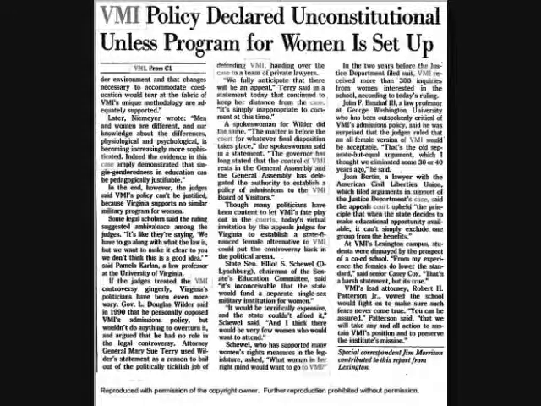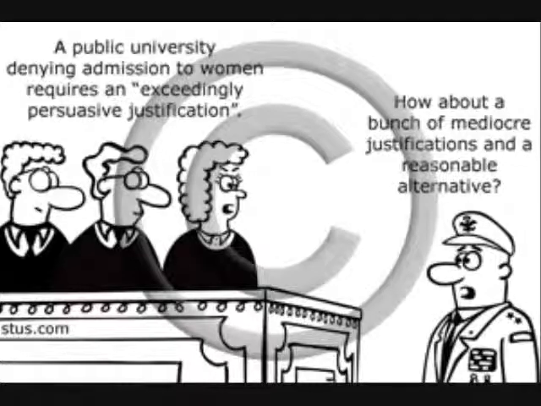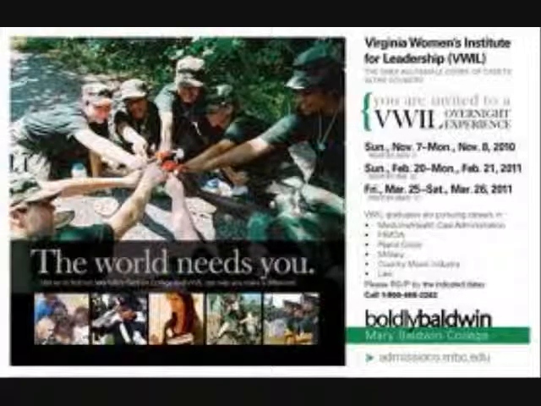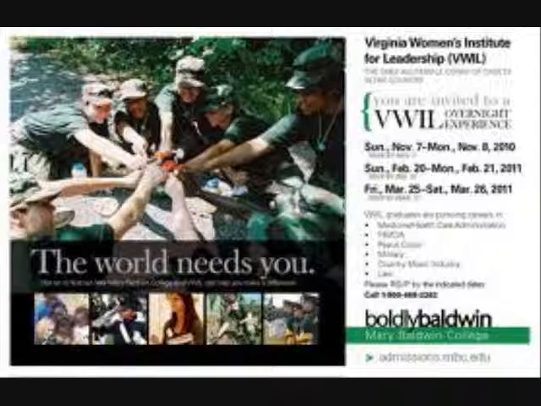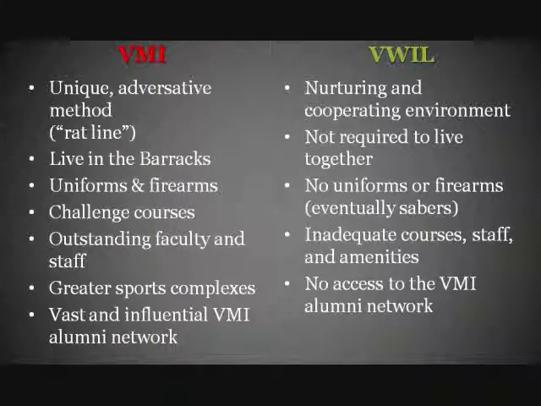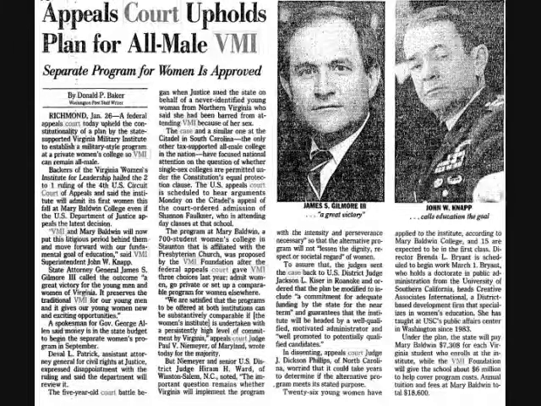Opting for the least objectionable option, VMI began to create a parallel women's program with the help of neighboring Mary Baldwin College. This program would be known as the Virginia Women's Institute for Leadership, or VWIL. The supposed parallel institute was in truth an insult. These young women would not be subject to the extreme adversative environment in which VMI was known for, nor would they have the same quality of education and amenities provided to the cadets at VMI. However, the courts approved the Women's Institute, and again, the government appealed.